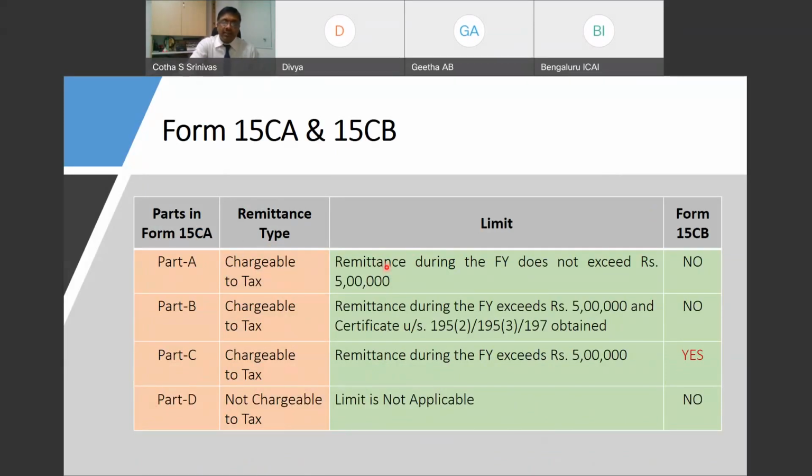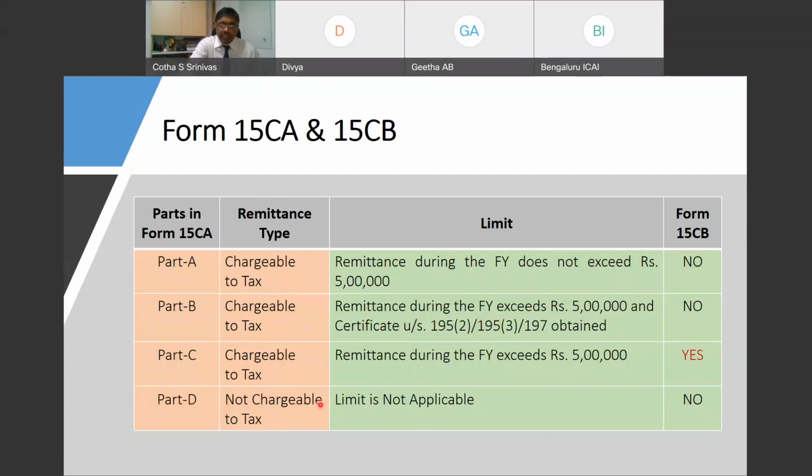Then the limit, let us see. Remittance during the financial year does not exceed 5 lakhs: Part A has to be used, and Form 15CB is not required. Part B: remittance during the financial year exceeds 5 lakhs, and it is chargeable to tax, and a certificate under any of these sections has been obtained. Form 15CB is not required. Part C: chargeable to tax, remittance during the financial year exceeds 5 lakhs. Form 15CB required, yes. So you have to give Form 15CB for using Part C.